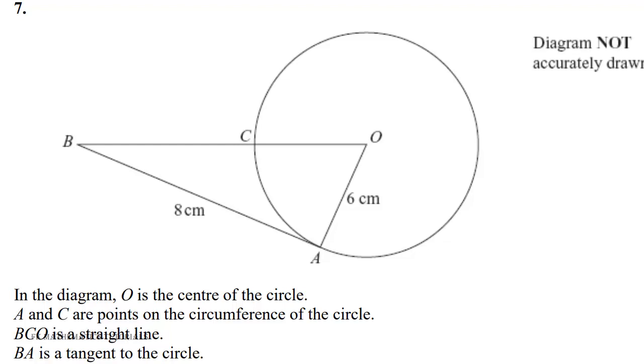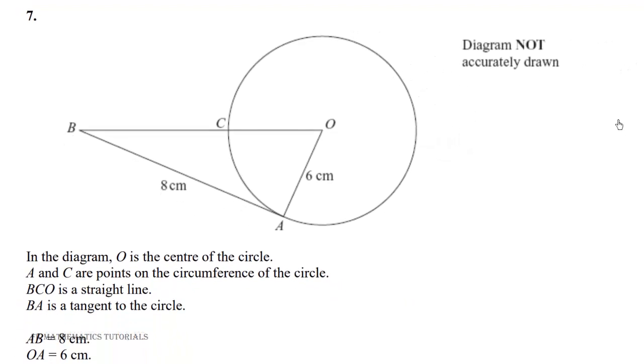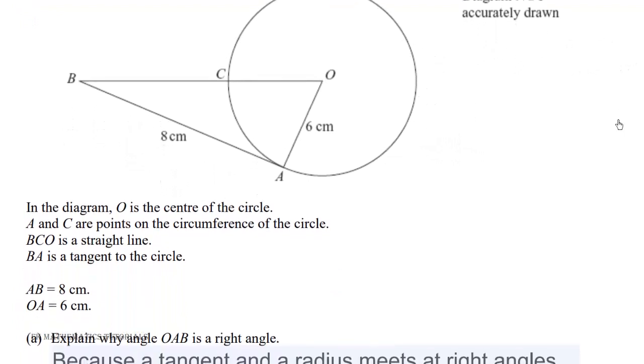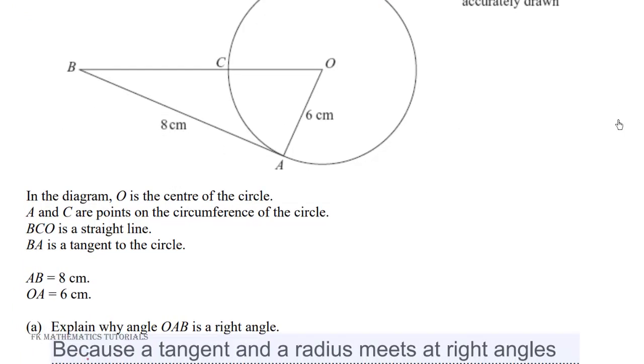In the diagram, O is the center of the circle, A and C are points on the circumference of the circle, BCO is a straight line, BA is a tangent to the circle. AB is 8 centimeters, OA is 6 centimeters. Explain why angle OAB is a right angle. So we can see the reason. Radius OA and tangent BA will always meet at right angles.